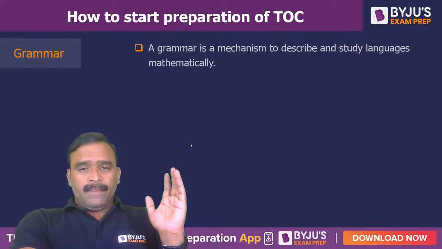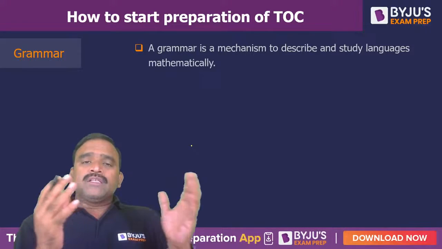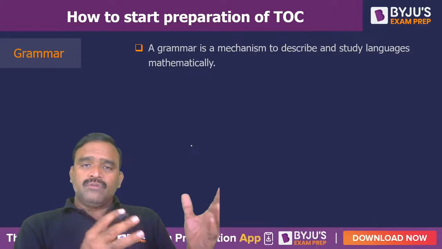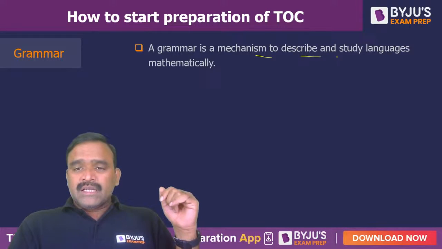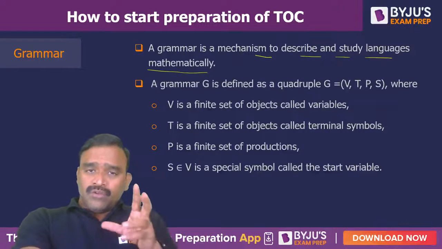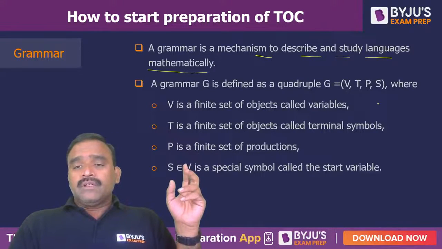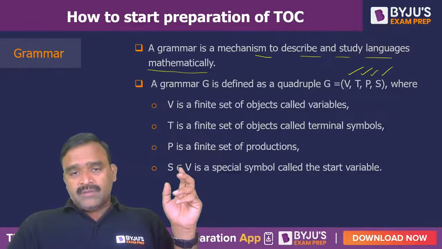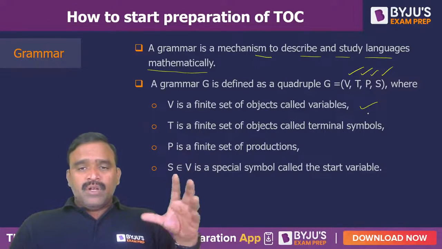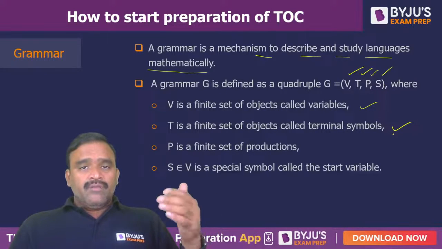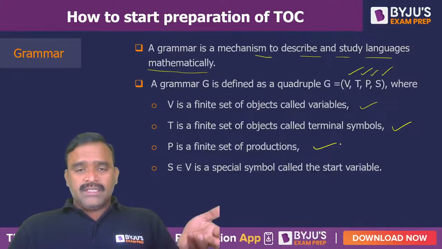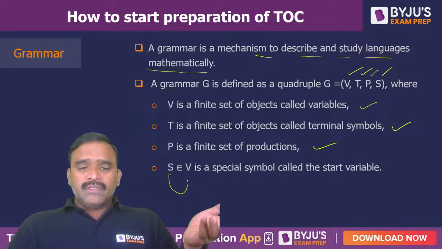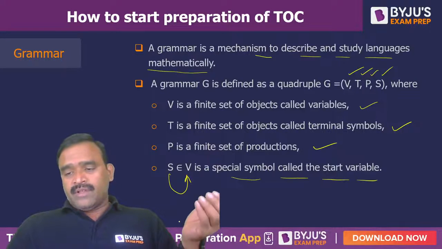And also grammar. Grammar is nothing but some mechanism required for representing the language, by means of some grammatical notation. A grammar is a mechanism to describe the studied languages mathematically. If you see the entities of a grammar, you will have the set of variables, terminals, productions, and starting symbol. Variables are usually all capital letters. Terminals are all the alphabet symbols of the language. Production is a set of rules for how to generate the sentences. And the starting symbol is also a variable, a special symbol called the start variable.